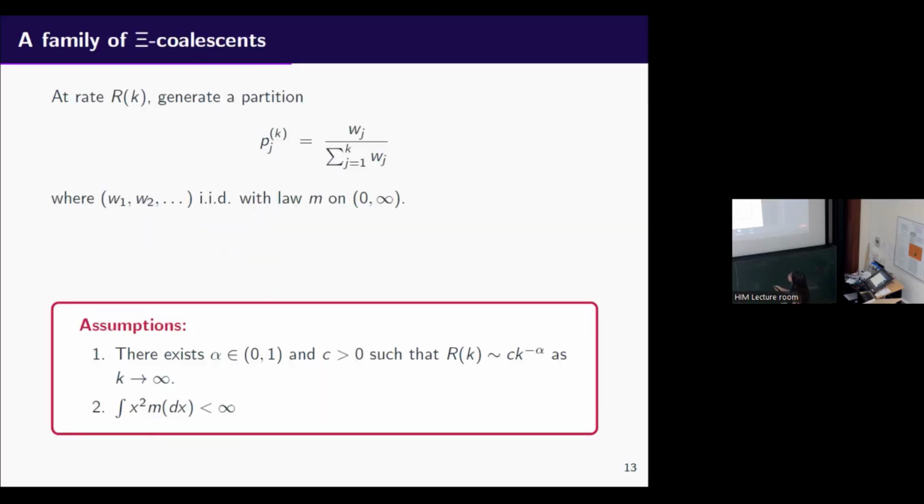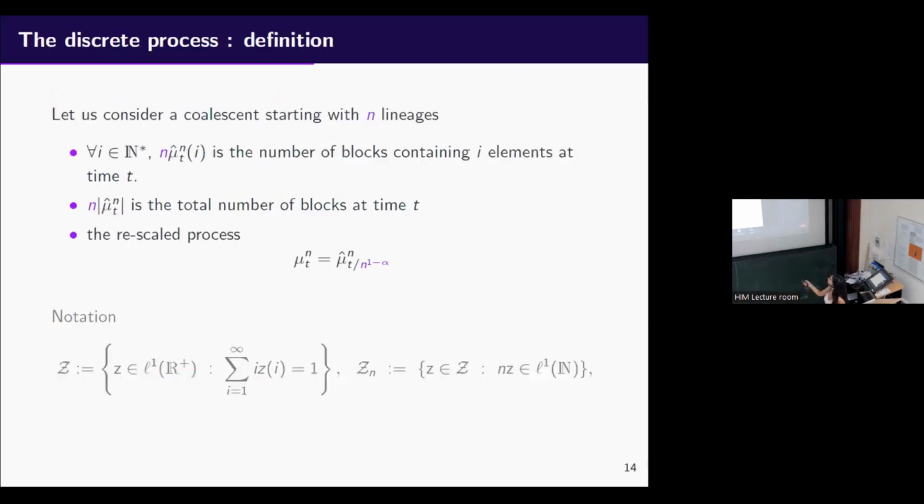We are going to assume that the rate at which these events occur, which correspond to bottlenecks of size k, is proportional to k to the minus alpha for some alpha in the interval 0, 1. And we are going to assume that we have this property in the law of the W's. And again, we are going to generate a coalescent. If you want to see the paintbox construction, the Kingman paintbox construction, at rate R of k, we choose this partition of the interval 0, 1. We are going to throw again uniform random variables and construct our Xi-coalescent in this way.